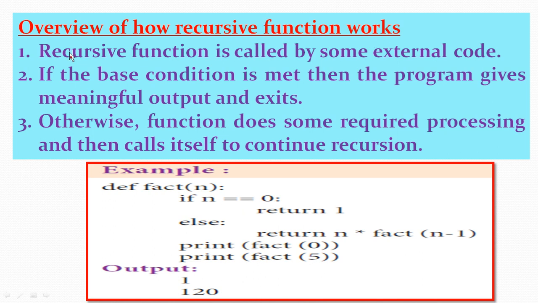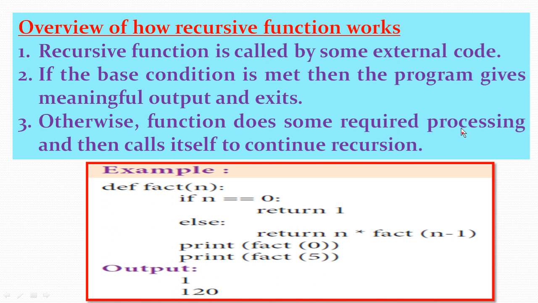Overview of how a recursive function works. The recursive function is called by some external code. Here the external code is print fact of 5. This is the calling statement. The control is transferred to the function definition fact of n, and 5 is passed to n. If the base condition is met, then the program gives meaningful output and exits. Here the base condition is 1. It is the final one. At the final call, it returns the final value 120.